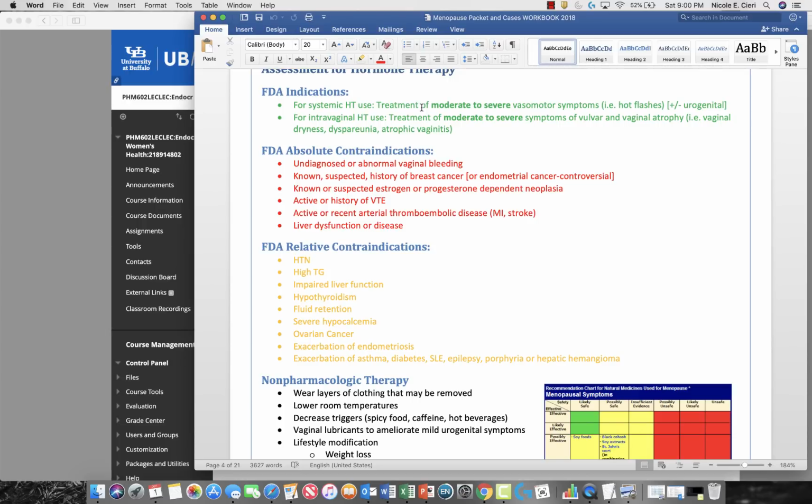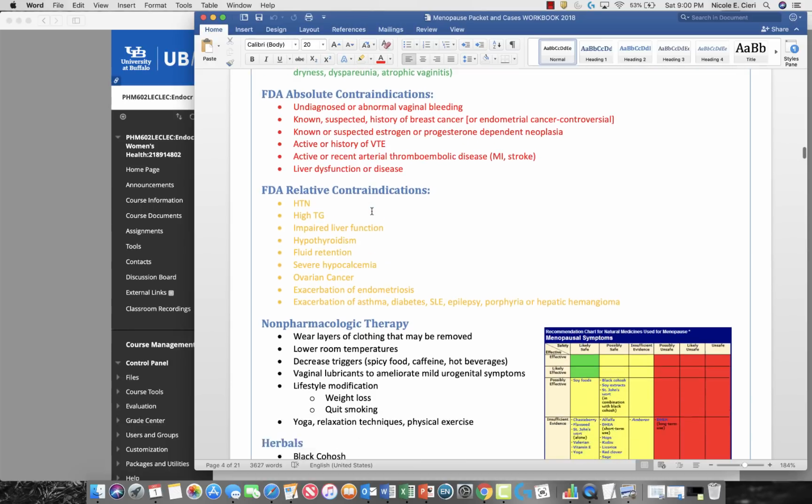These absolute contraindications are mostly related to the side effects of hormone therapy: undiagnosed vaginal bleeding, which can be a sign of endometrial cancer; known or suspected breast cancer; known or suspected estrogen or progestin-dependent neoplasm; active or history of a VTE or blood clot; active or recent MI or stroke; and then liver disease or dysfunction.